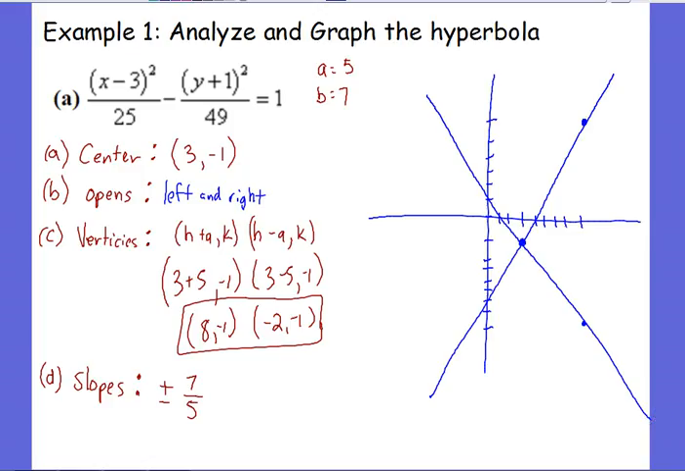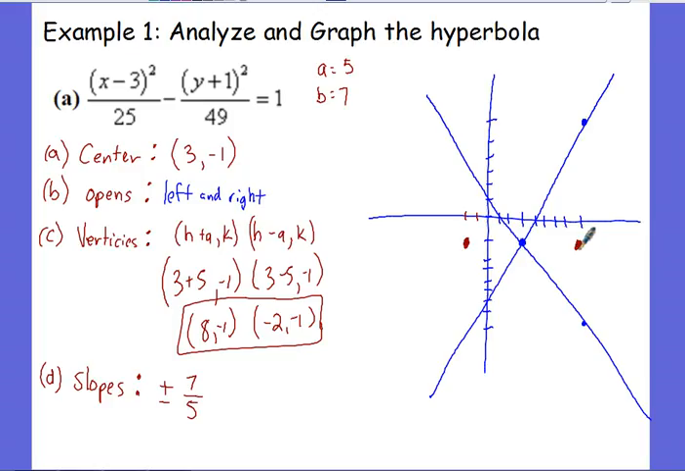Now what do you think I can draw? My vertices. Okay? Because I know where my vertices are. So my vertices are 8, negative 1, and negative 2, negative 1. So negative 2, negative 1 is where? 2 to the left and 1 down. So right here. Right? And 8, negative 1. So this was what? 3, 4, 5, 6, 7, 8. So right here is my other vertex.